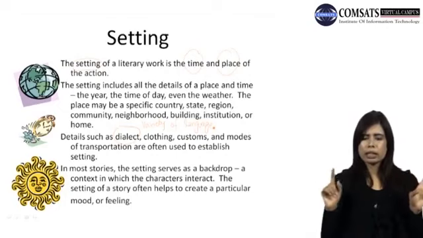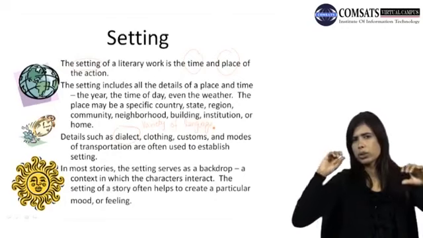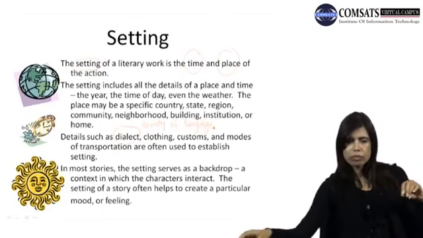Okay, time, place and dialect, clothing, everything. So basically you are building up the context or the situation, fine.